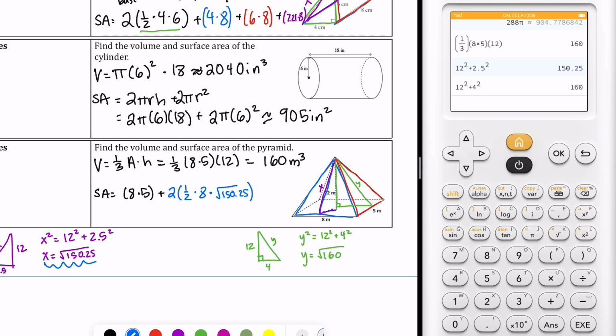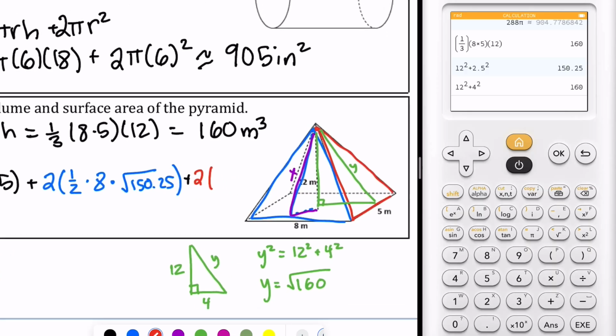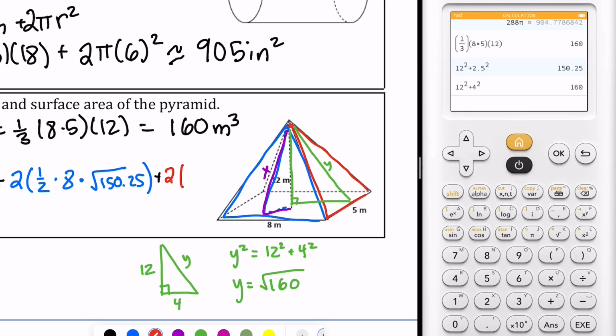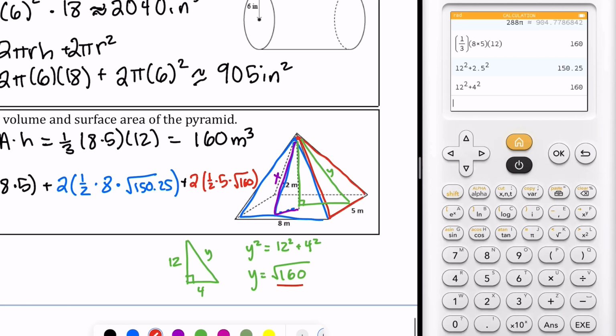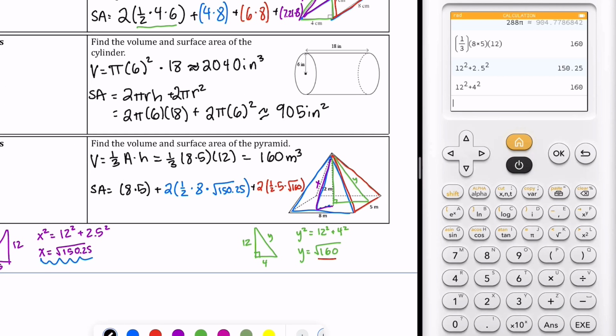And then we also have 2 of our red triangles, so we'll add that to 2 times, and then again 1/2 base times height. So the base of that triangle is 5, and the height is what we found here for y, so root 160. All right, and now we're ready to go, ready to type this all in to get the surface area.